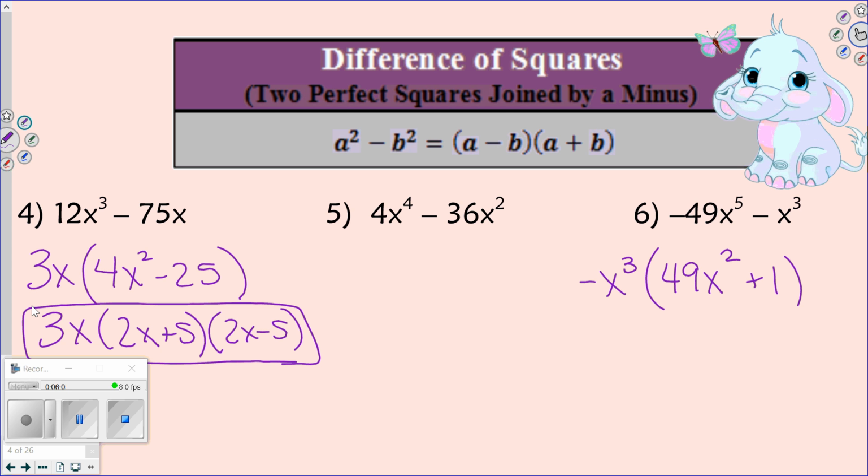Can I factor that? 49 is a perfect square, but 1's a perfect square. What's wrong with it? There's a plus sign. Does that factor further? No. In this case, this one would stop there. So just beware, difference of squares has to be a minus sign in between. Okay?